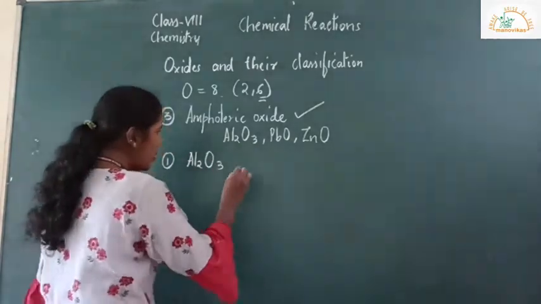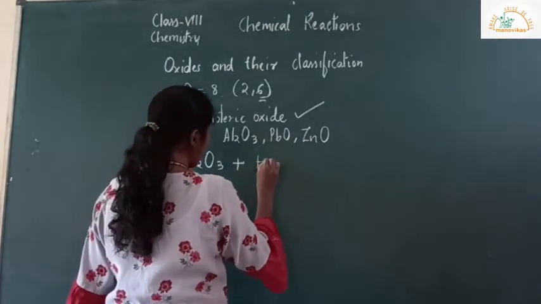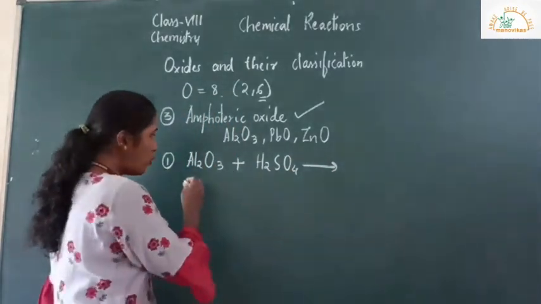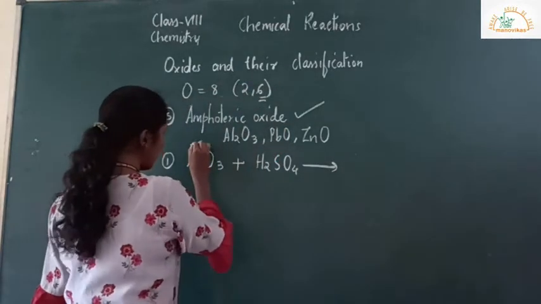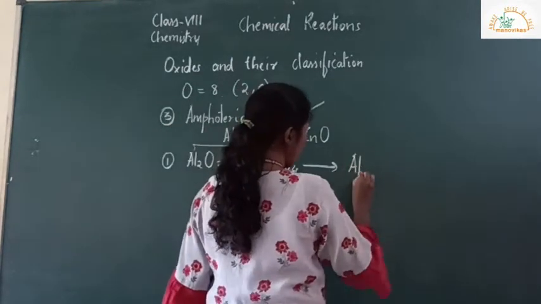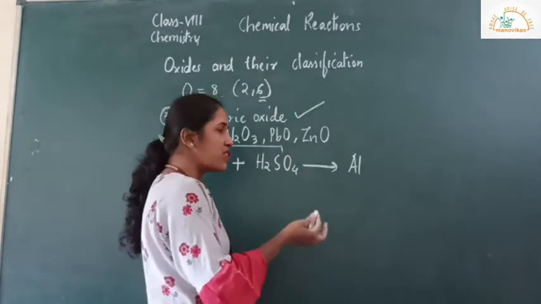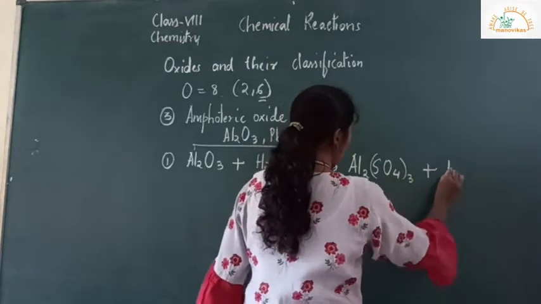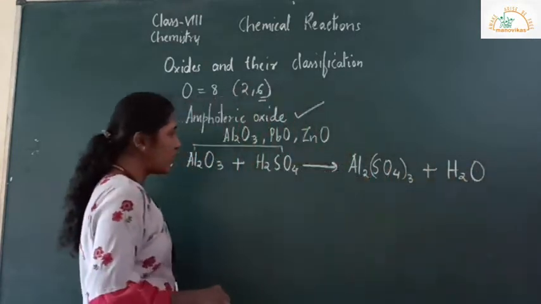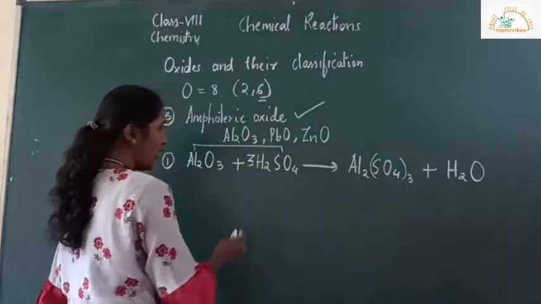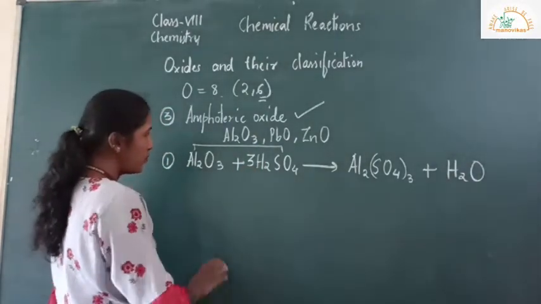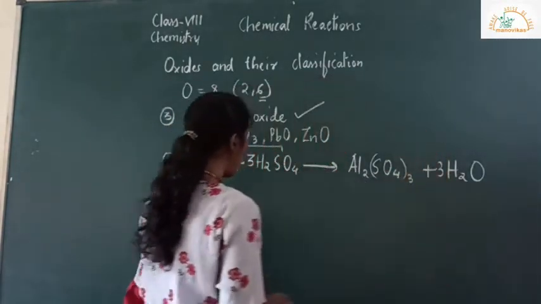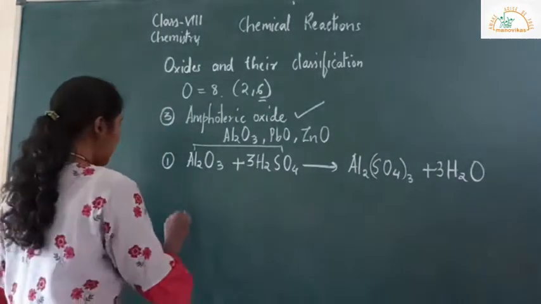Aluminium oxide, when it is treated with acid, for example H2SO4, what we will get is salt and water. So here we will get aluminium sulfate. So again, if you don't know the formula, go with the crisscross method. So it will be Al2(SO4)3 plus water. Now check if the equation is balanced. So here I have to put 3, hydrogen is 6. So now the equation is balanced.